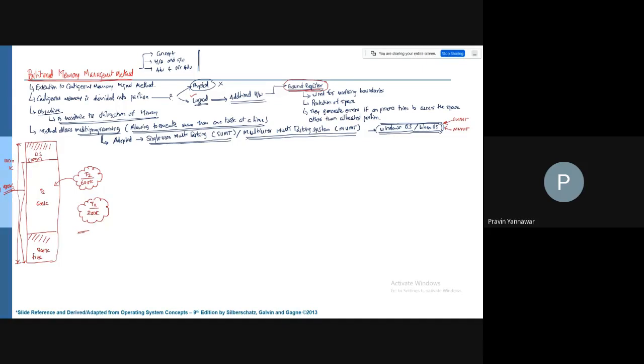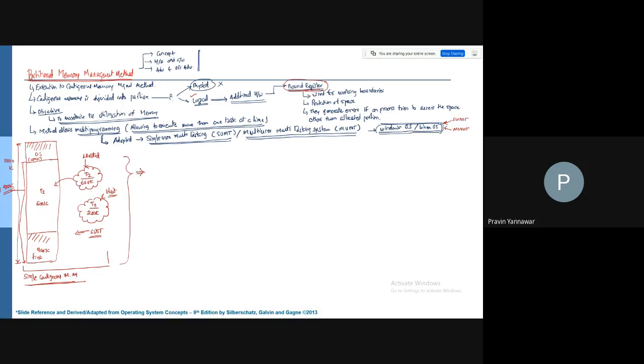But since this is a single user single tasking system, once this is allocated, we are not able to allocate this. T3 will wait until T2 is over. So this is actually the problem with the single contiguous memory management scheme. Okay, but now this entire section we are going to upgrade in this particular way.